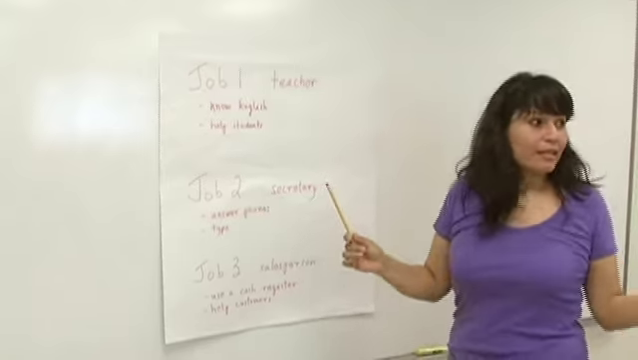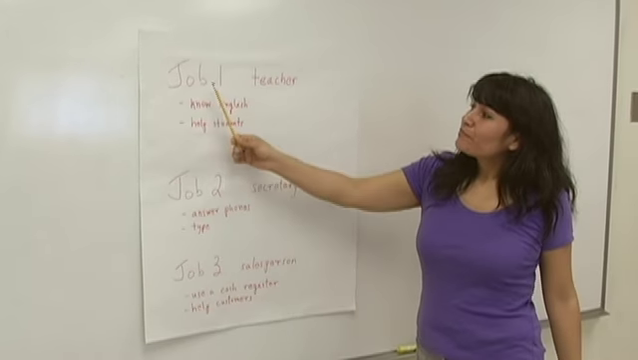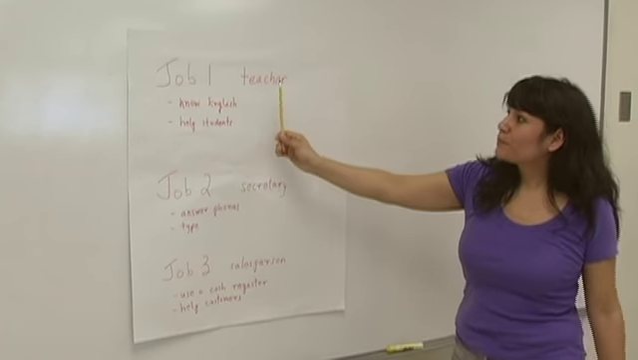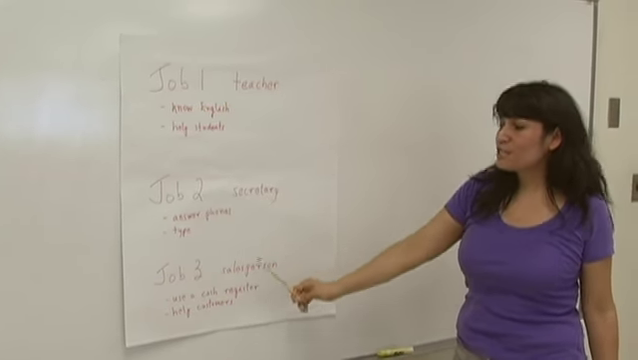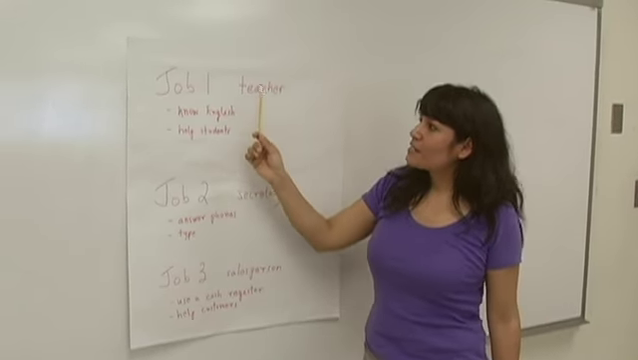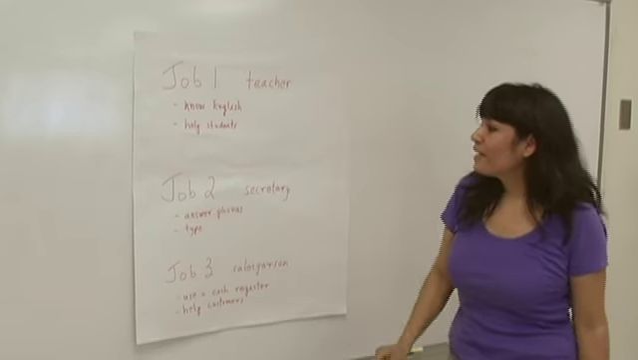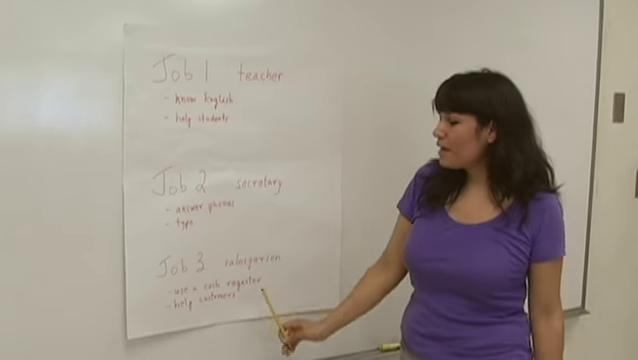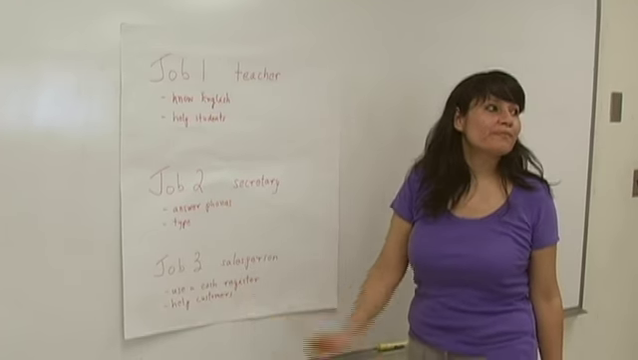In this paper, our group wrote three works: teacher, secretary, and salesperson. The skill, the teacher, she know English, she can help students. Secretary, she need answer phones, she need tape. And salesperson, the skill, use a cash register, help customers. All right, great, thank you. Thank you, Sandra. All right.